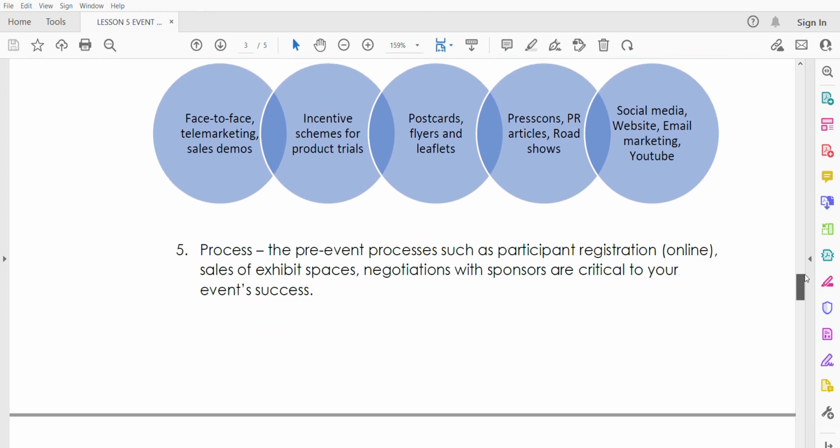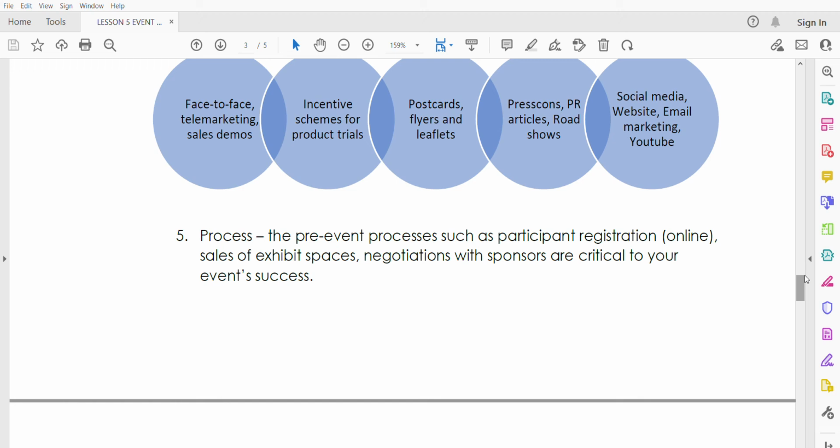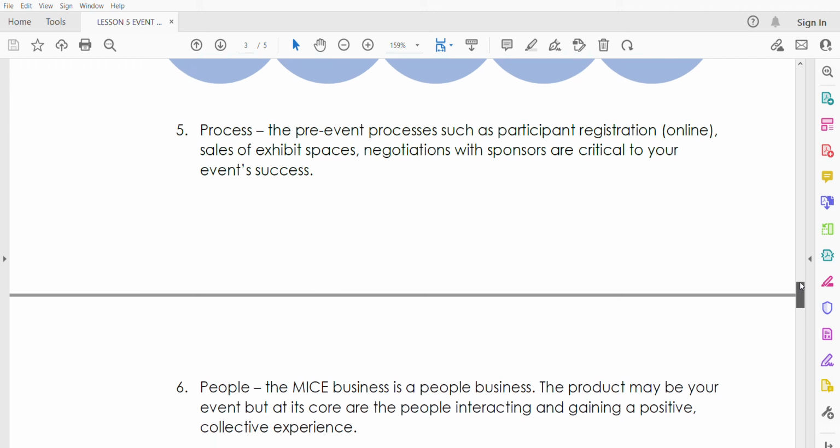Then we have process. This is the pre-event processes such as participant registration. Commonly karon online naman siya. You could also build your sales spaces for sales exhibit, negotiations with your sponsors. So, mao ni siya ang mga steps or processes nga himuon before the happening or before the event.